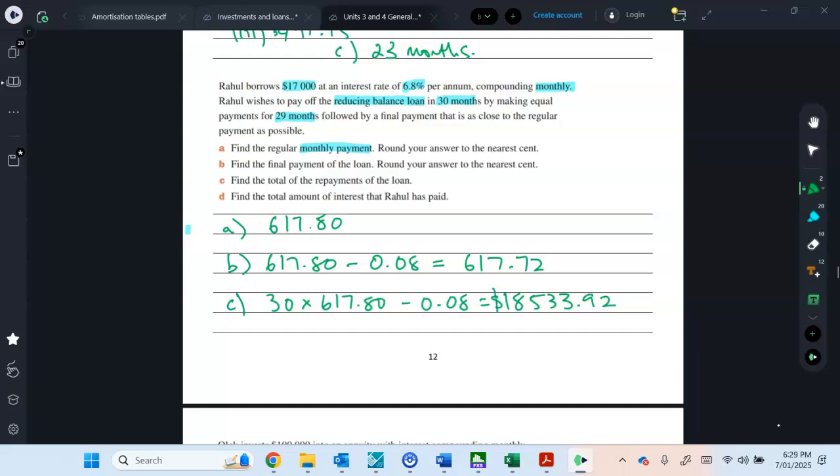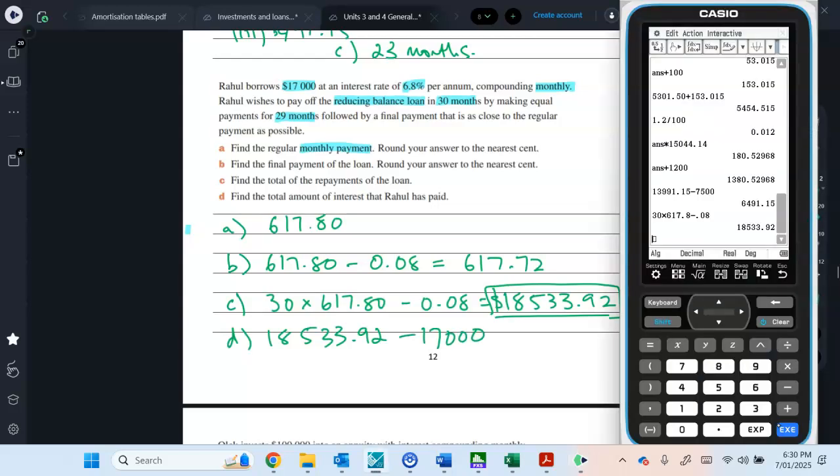Find the total amount of interest. So what we can do is, you've got a loan, you're repaying that loan. So let's say we bought a car for $17,000 and I got a loan for $17,000. I would in fact repay this amount here. All right, so we're repaying that amount. So the difference between the 18,533 and the 17,000 is how much interest we're paying. So 18,533.92 minus the 17,000. All right, so we can just drag that down, minus 17,000.